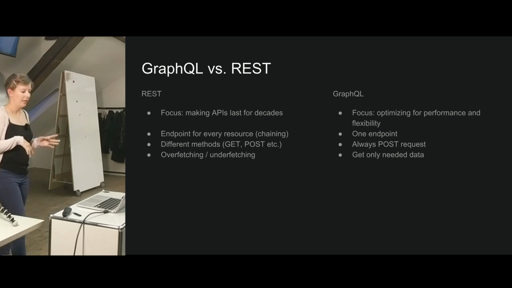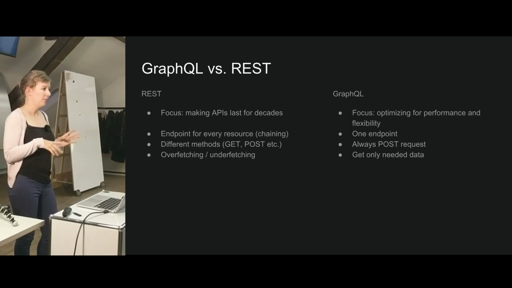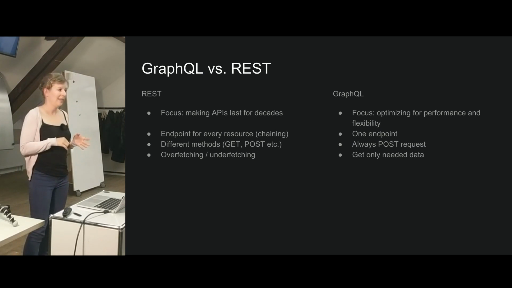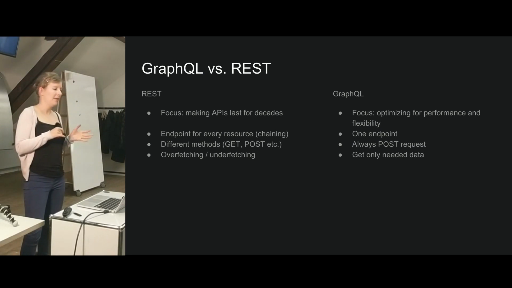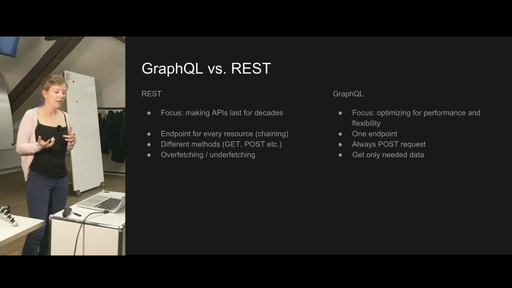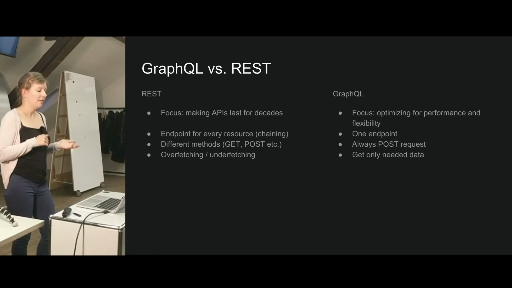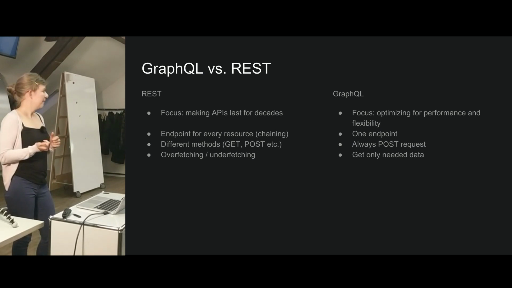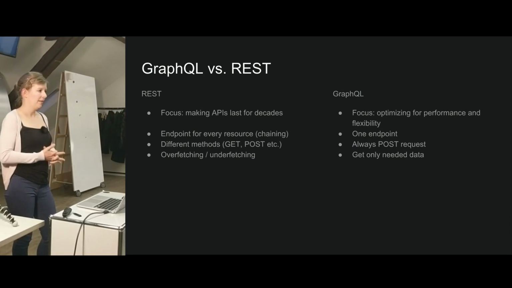Let's compare quickly the REST API that's more traditional to the GraphQL API. And some of the things I've already said. So the focus of the REST APIs is to have the APIs for as long as possible. So it should be robust and maybe also a little bit more complicated, so it will last for a long time. But this also means a lot of overhead. While with GraphQL, the goal is to focus on performance and flexibility.